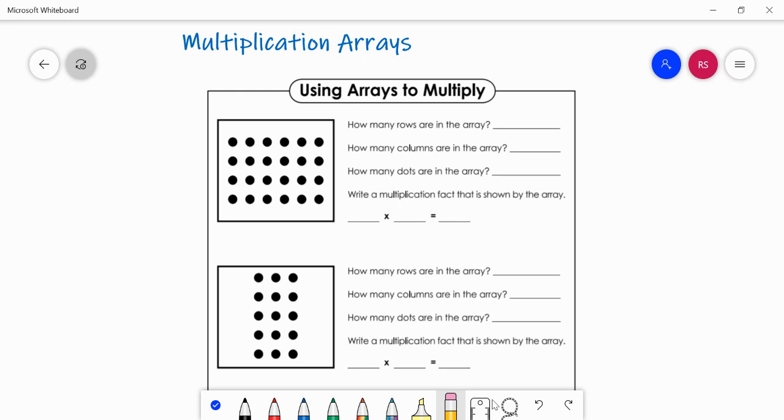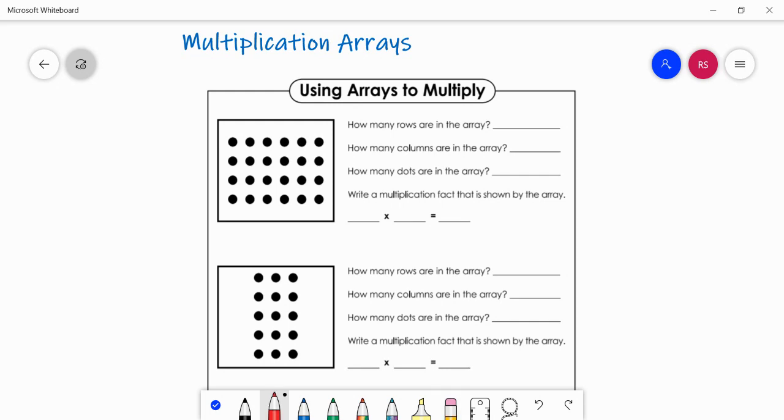So a couple very important things when you're looking at an array. You need to make sure that you know what the rows are representing and then how many are in each row, right? Or the columns that we have in this array. So our first question that you can see here is how many rows are in the array. Let's remember that rows go side to side. They go left to right or right to left. They go side to side.